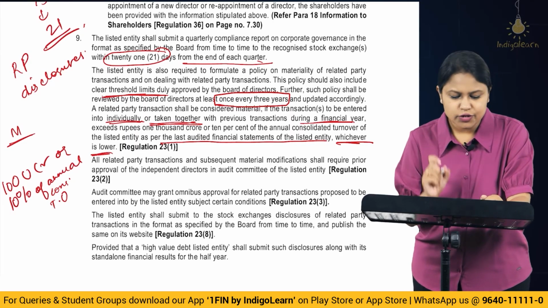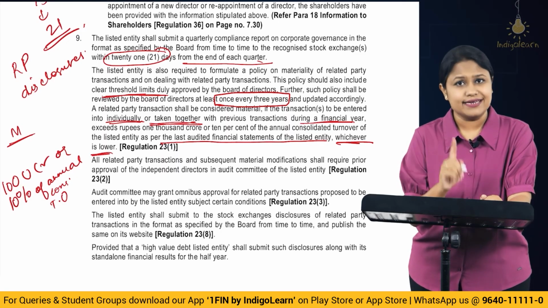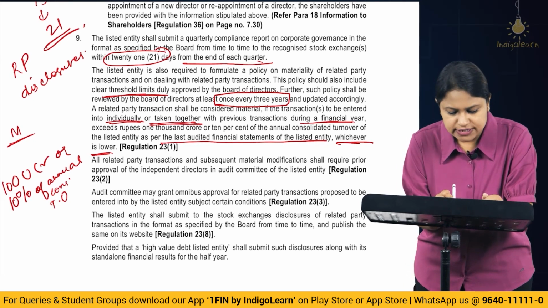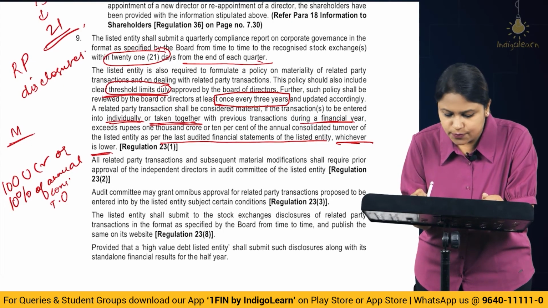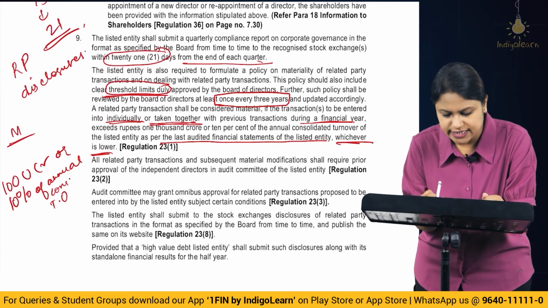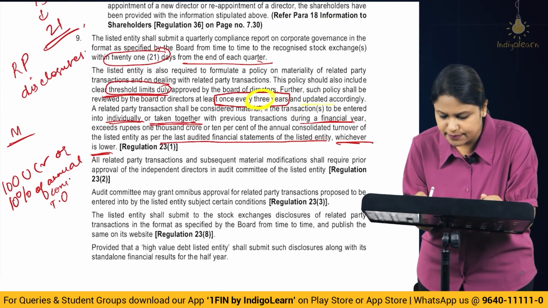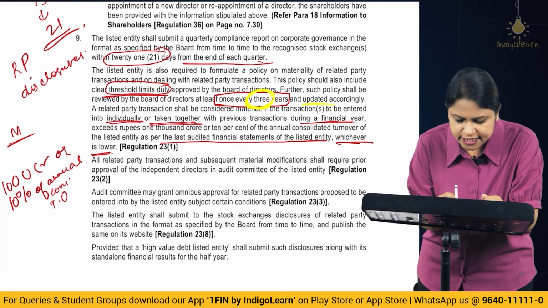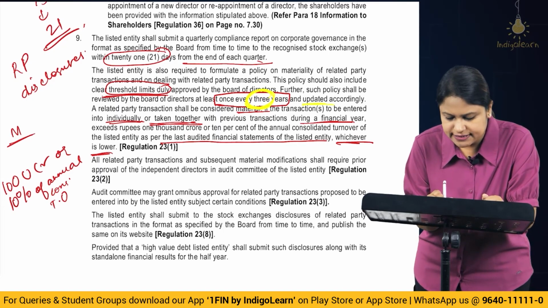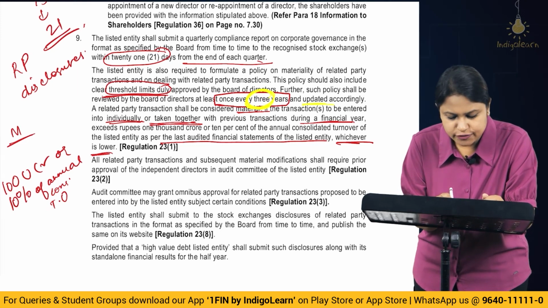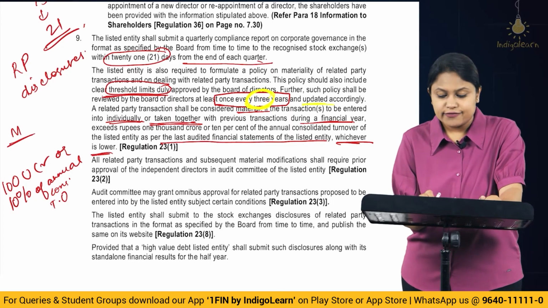Very, very important. Here what they are telling is, it is now required for the board of directors to formulate a policy regarding the materiality of a related party transaction. So you have to fix a threshold limit which has to be duly approved by the board of directors to decide the materiality. Such a policy shall be reviewed by the board of directors at least once in every 3 years, a very important point, and updated accordingly. Then a related party transaction shall be considered material if individually or all the transactions taken together during a financial year exceed rupees 1000 crore or 10% of the annual consolidated turnover of the listed entity, whichever is lower.